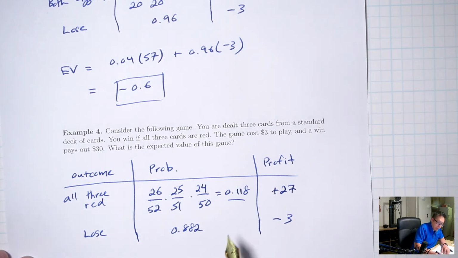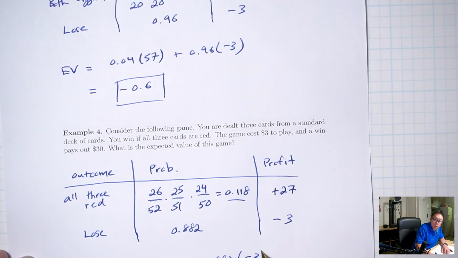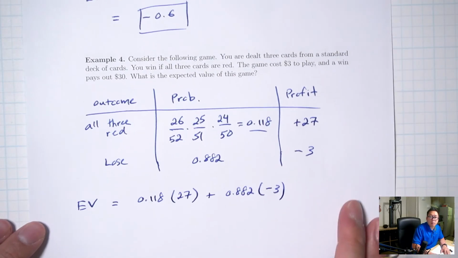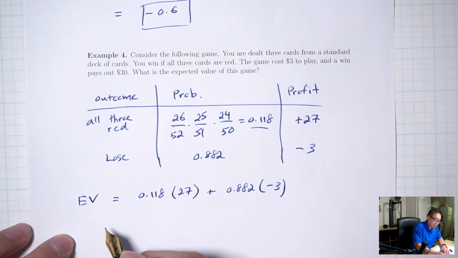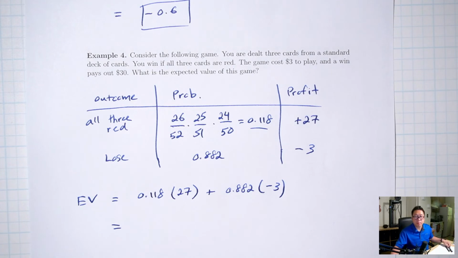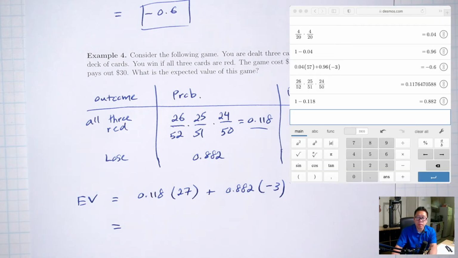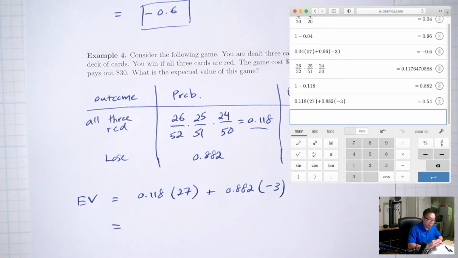Expected value is going to be probability times profit, 0.118 times 27 plus 0.882 times a negative 3. Whoops, sorry. Probability times profit plus probability times profit. So 0.118 times 27 plus 0.882 times negative 3. 0.54.